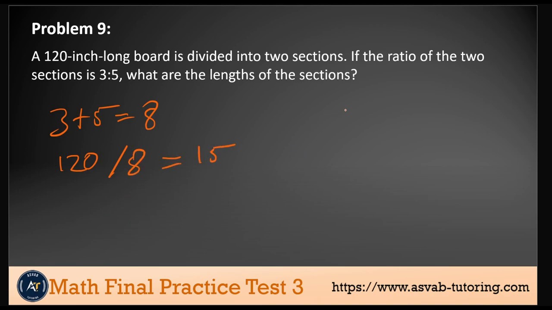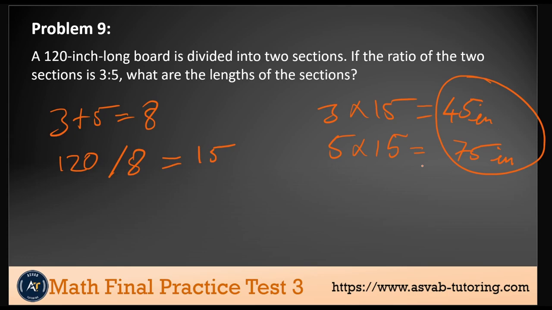And then the two sections are 3 times 15, which equals 45 inches, and 5 times 15, which equals 75 inches. And those are our answers.